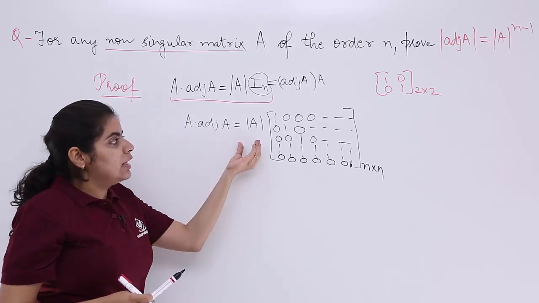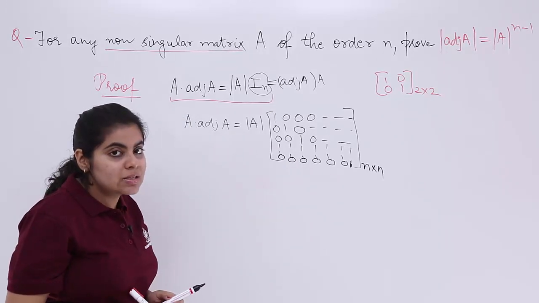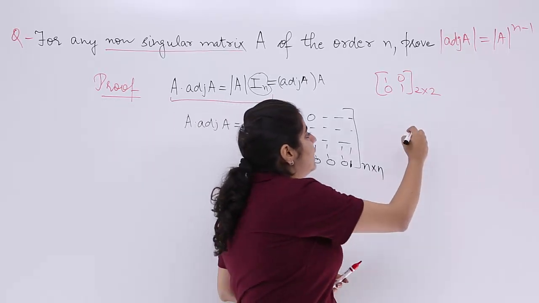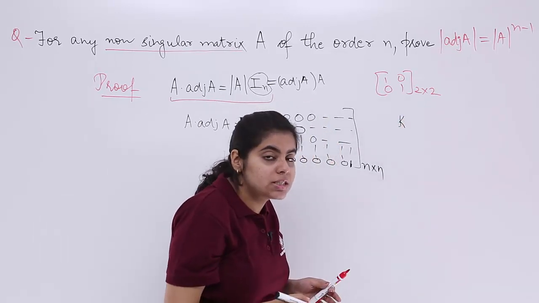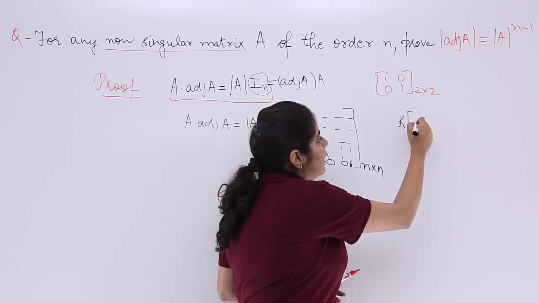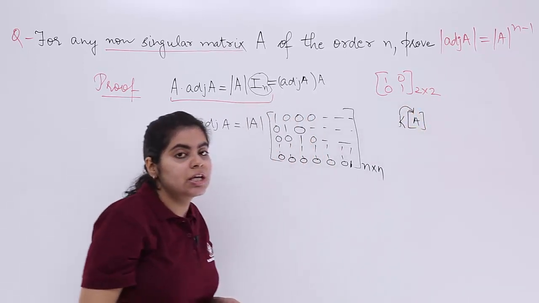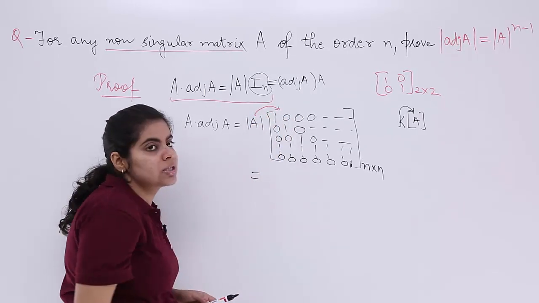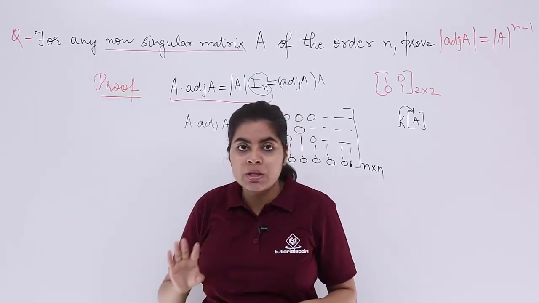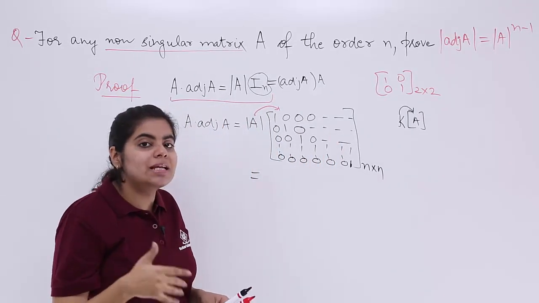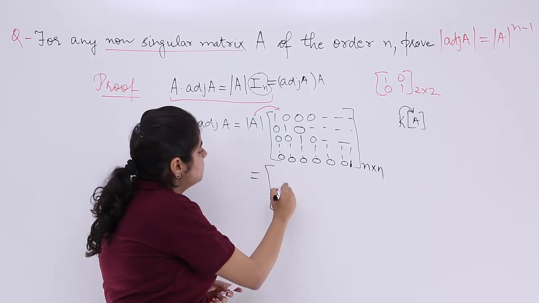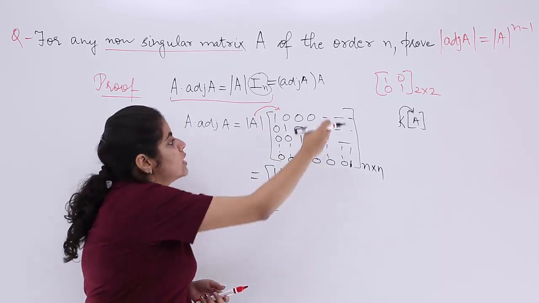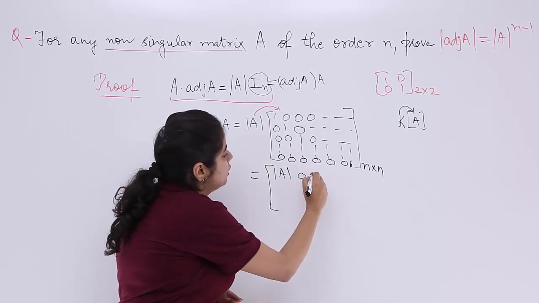Now A into adjoint A is equal to determinant A into this matrix. And if that det A has to be multiplied with the matrix, you know that in any matrix, if I have k as a constant or a scalar multiplied with a matrix, it goes to every element. So that means this det A behaves as a constant, since it is non-singular, so it is not zero, so it will not make everything zero. It will make something as a value. So the answer will be what? 1 into det A is det A, 0 into det A is 0, 0 into det A is 0, and so on. So it will be zeros throughout.